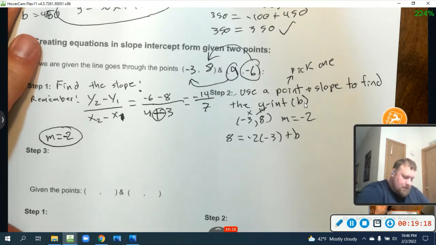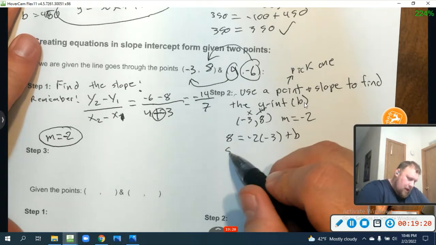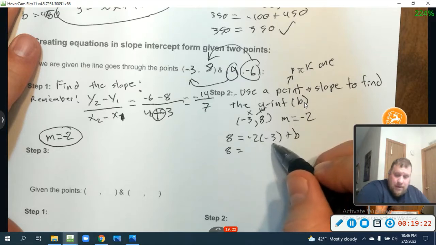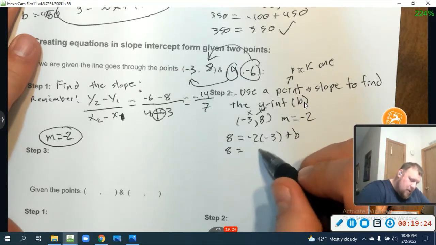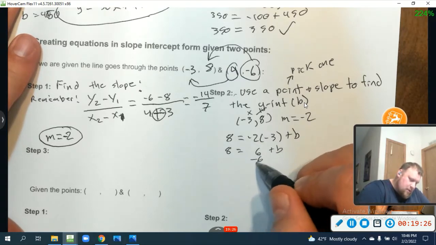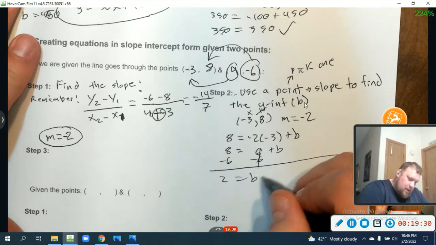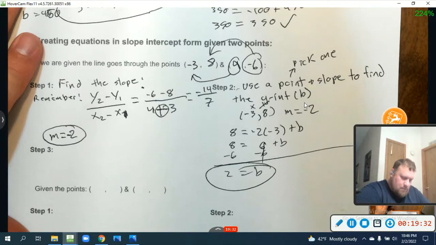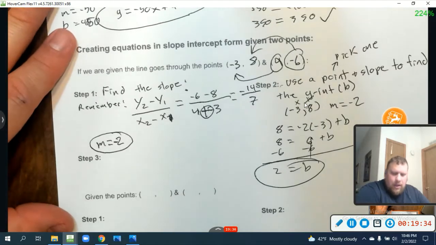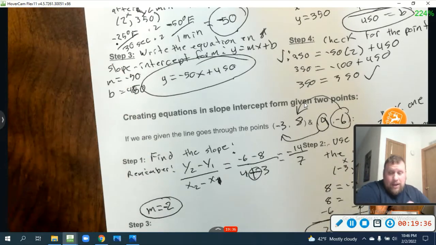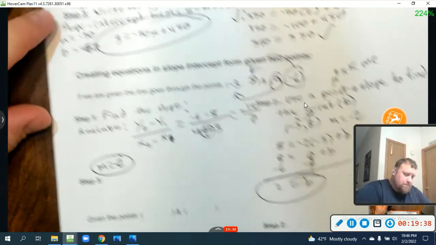Okay? So in this case, I'm going to have 8 equals negative times negative is a positive 6 plus b. Subtract 6, over 2 equals b. So now we've got our b value. Awesome. So we're going to end on step 3. Well, actually, we're not. We're going to end on step 4, even though I haven't written it there.